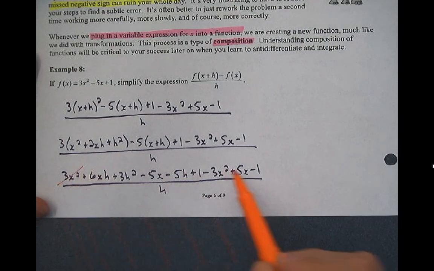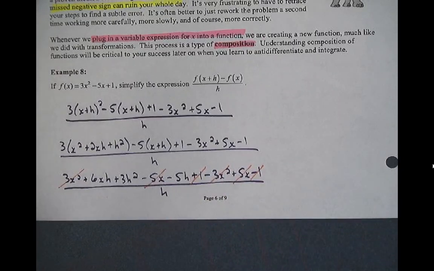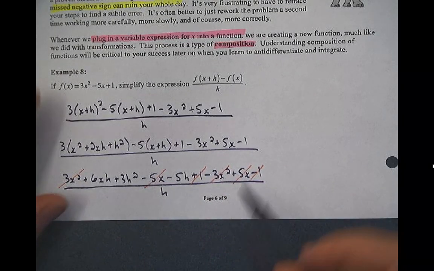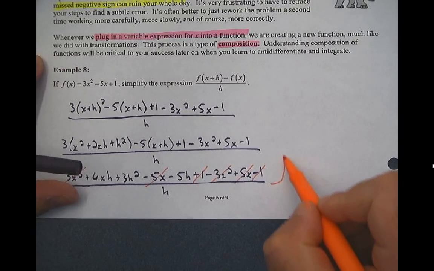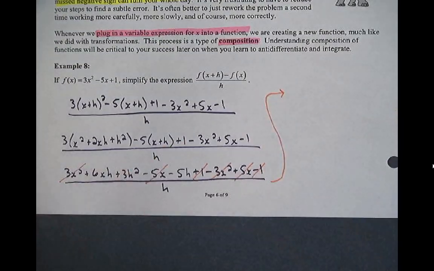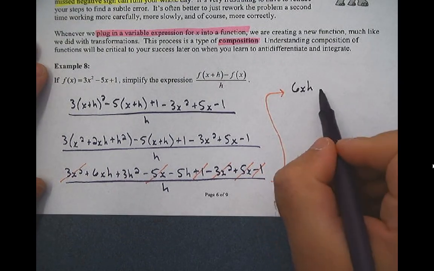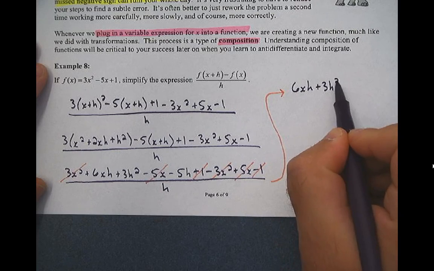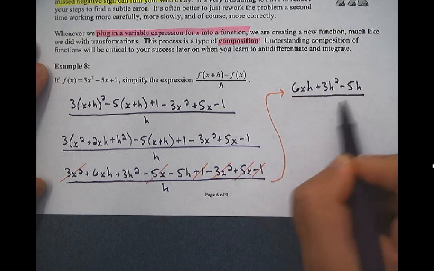3x squared minus 3x squared cancels. Minus 5x plus 5x cancels. Plus 1 minus 1 cancels. So everything without an h canceled. I ran out of room, so I'm going to go back up here. So we have 6xh plus 3h squared minus 5h all over h.